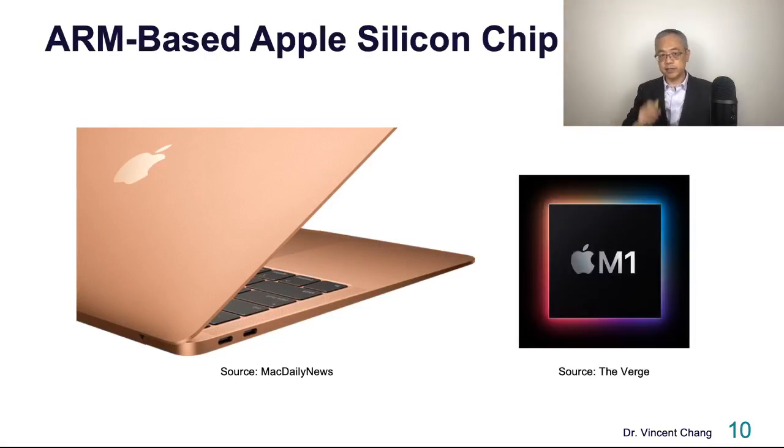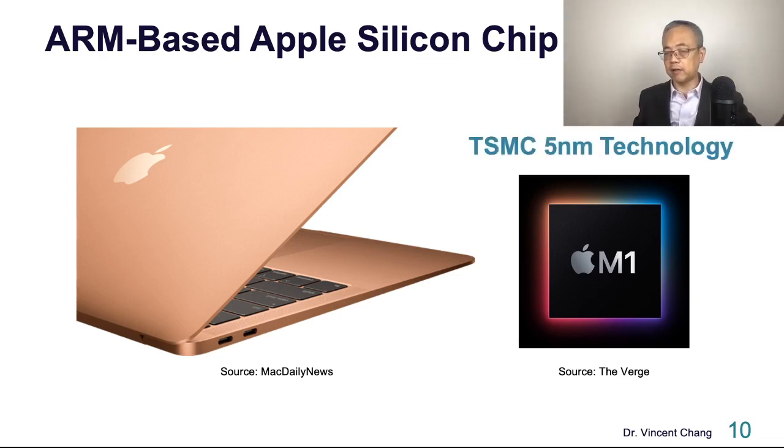If it's the iPhone 12 or this one, a MacBook Air, all right? This is the MacBook Air launched in 2021, which used the ARM-based Apple silicon chip. Apple launched this one and they call it the M1 chip. So what's the technology that the M1 chip has been using? It's the 5 nanometer technology, all right?